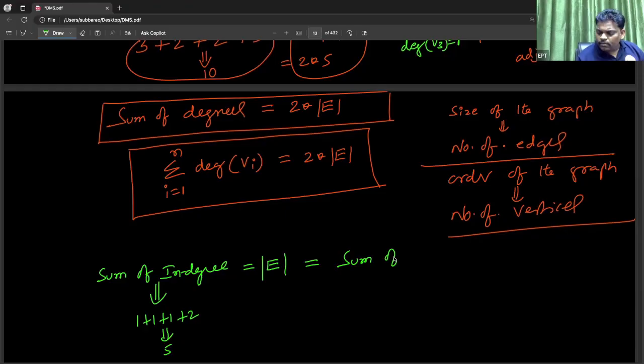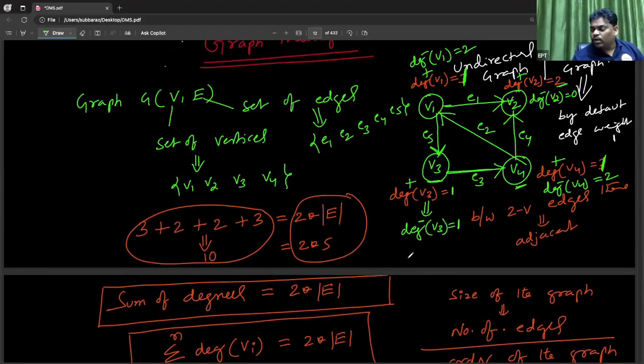Check the sum of out-degrees if you want. Remember, the reason the sum of in-degrees equals the sum of out-degrees is very simple. If you draw one line, for one vertex it is an out-degree and for another vertex it is an in-degree. However many out-degrees there are, that many in-degrees will come. You can go and check.